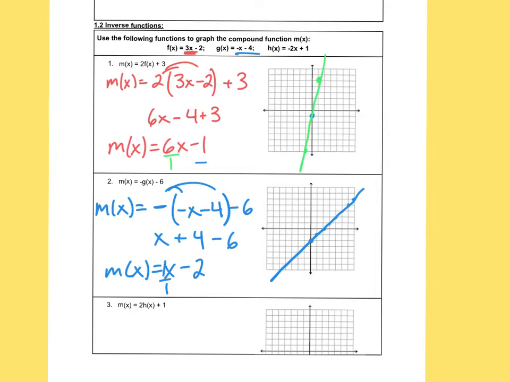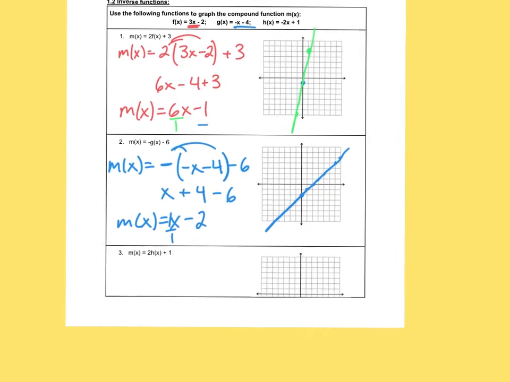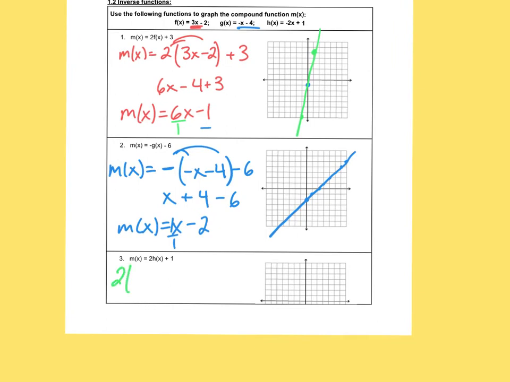Next one, we see we've got 2h of x plus 1. So 2 times negative 2x plus 1, plus 1 here. So I just plugged in my h of x into my m of x function. Simplify. Negative 4x plus 2 plus 1. And combine like terms. It just becomes m of x equals negative 4x plus 3. And we'll go ahead and graph that one.